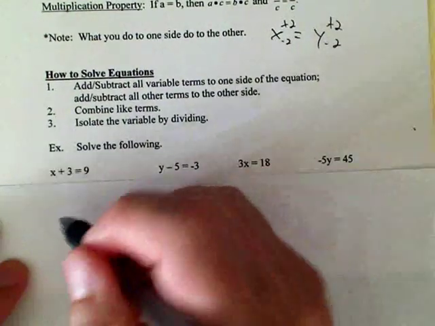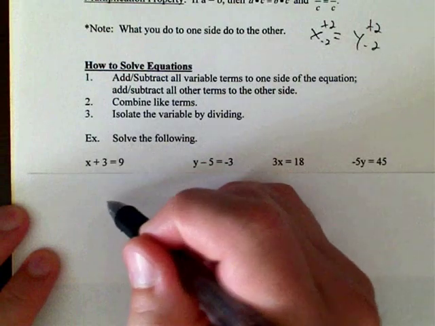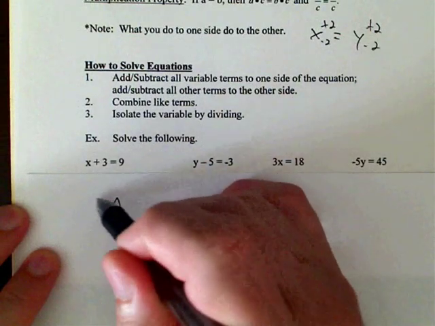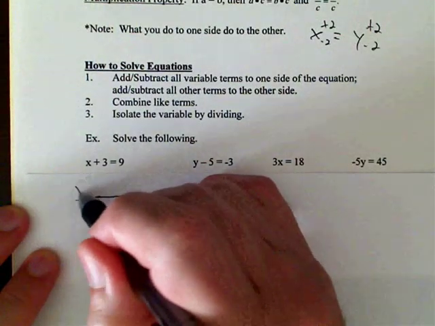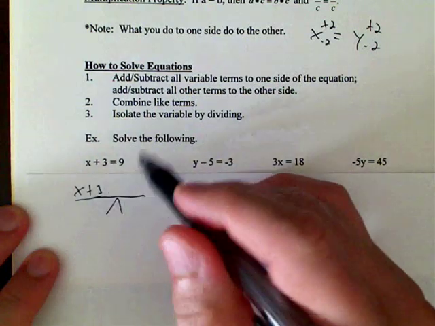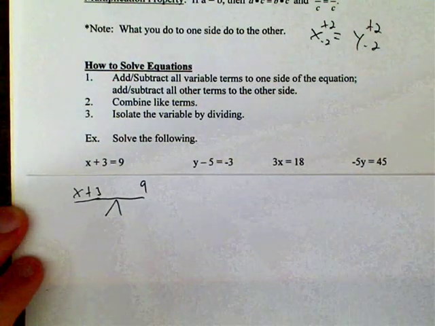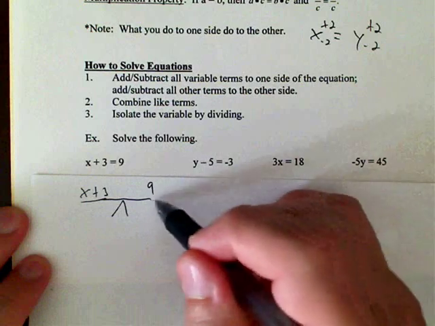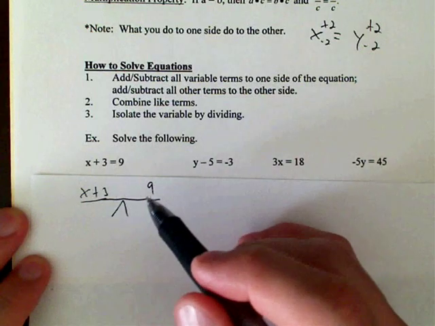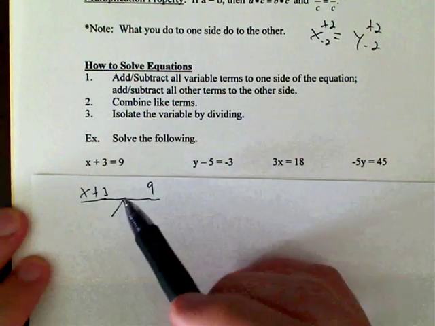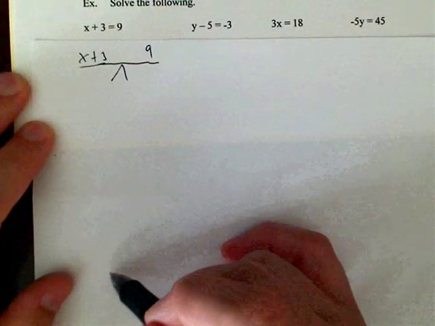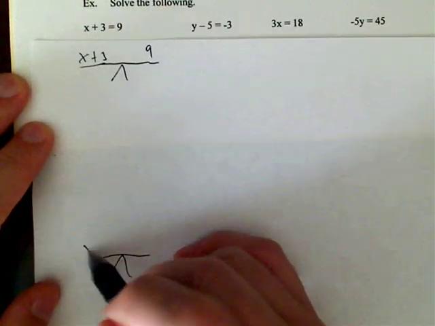Now I'm going to use a little teeter-totter to help you understand what's going on. This problem is saying that on one side we have x plus 3, on the other side we have a 9. What that means is this teeter-totter is balanced because both of these are equal. Now what we want to do is get this x all by itself. We want to end up on the teeter-totter with x on one side, some number on the other.